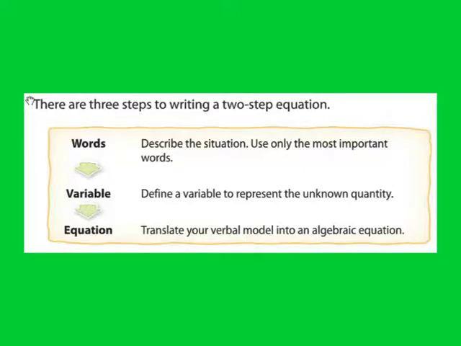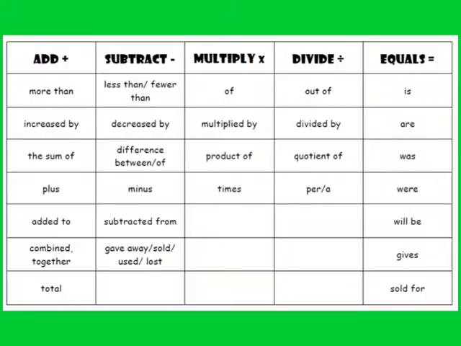Then you're going to define your variable. So if you're going to let A be the amount of apples or X be the number of desks. And then in the equation, you're going to translate your verbal model into an algebraic equation.